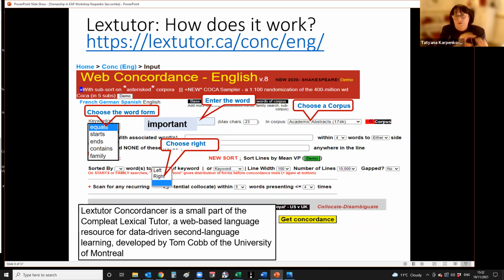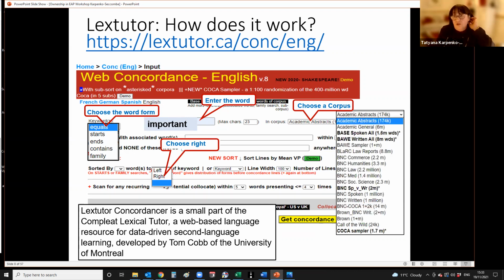If we're talking about the first element of argumentation, defining the importance of the field, let's look at the word important. Then we look at the word form. Equals will search for the form exactly like we put it in the search window. Then, depending on what we want to see, we're looking on the right and on the left of the keyword, and we choose a corpus.